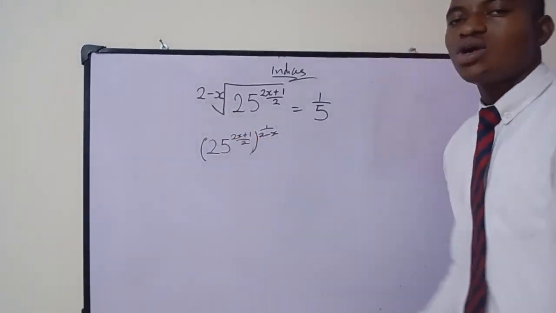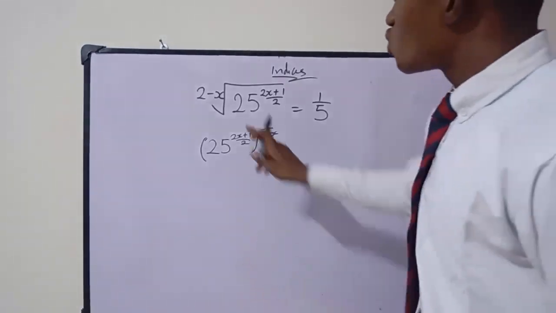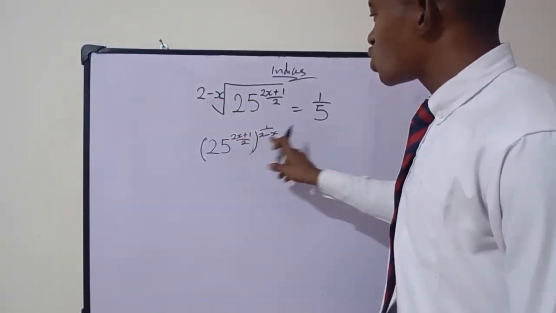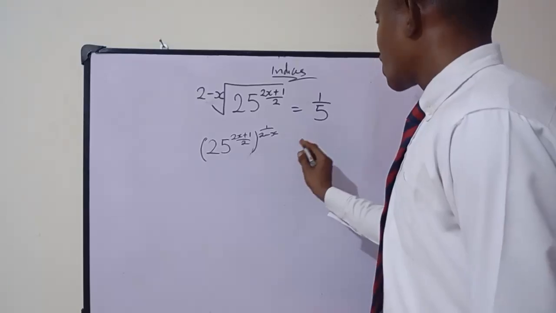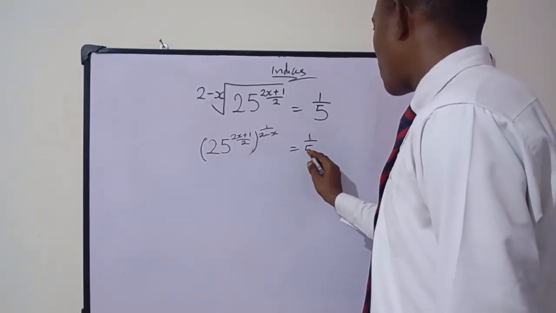How did you get this? I said whenever you see root, it means 1 over 2. So now that I have the 2 minus x root, it means 1 over 2 minus x. So it's equal to 1 over 5.